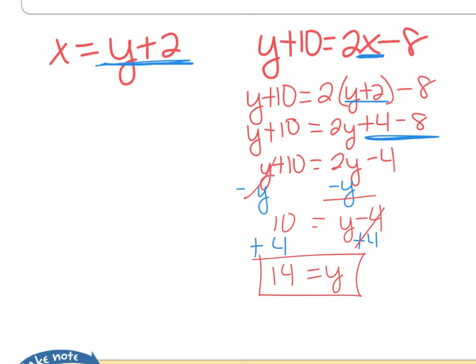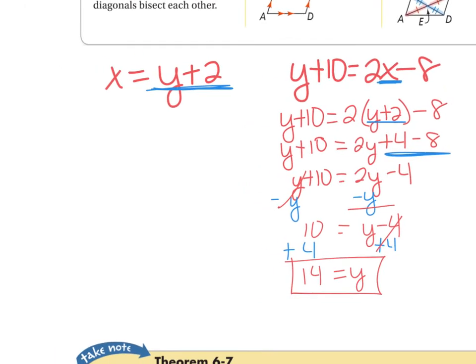Okay, so now how can we figure out what x equals? Well, it's actually easier than how we solved for that. So now that we know y equals 14, I'm going to take this 14, because that's what y equals, and plug it in right here for this y. So x equals 14 plus 2. And that's it. Let's go ahead and solve it real fast. x equals 16. Good.